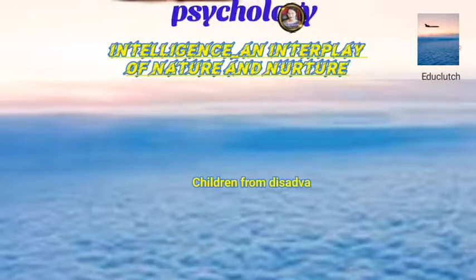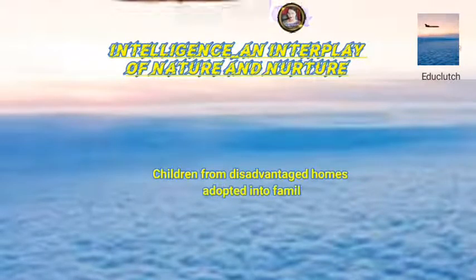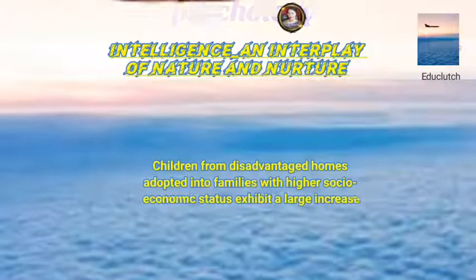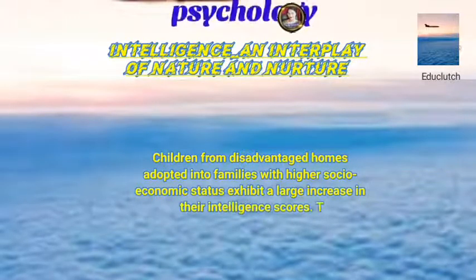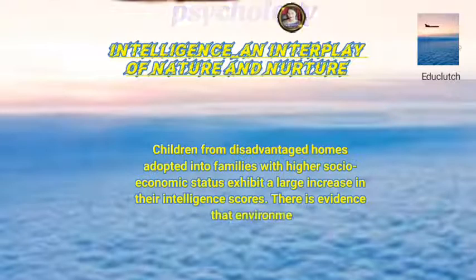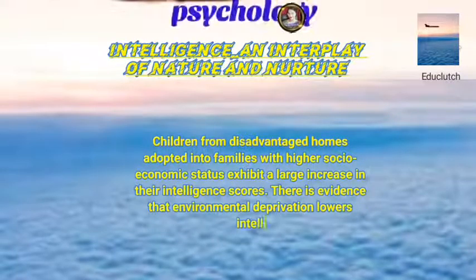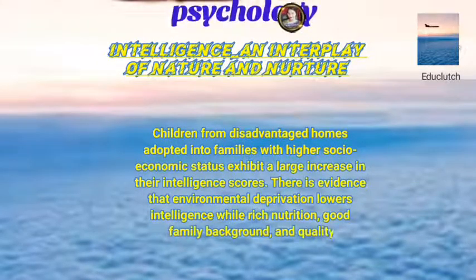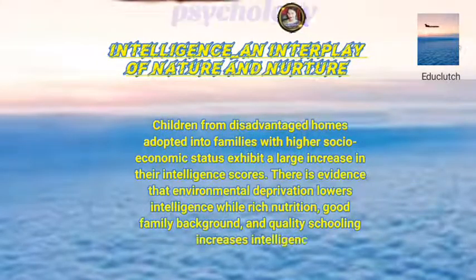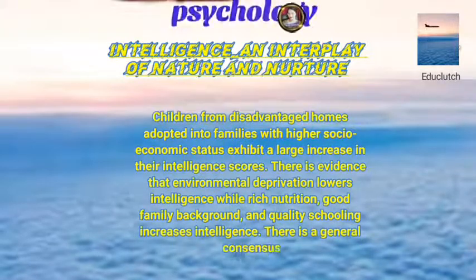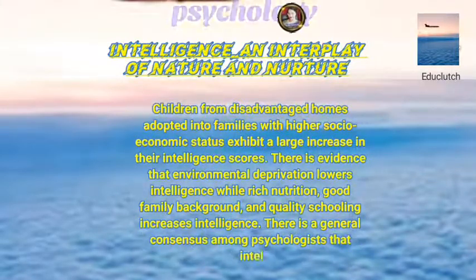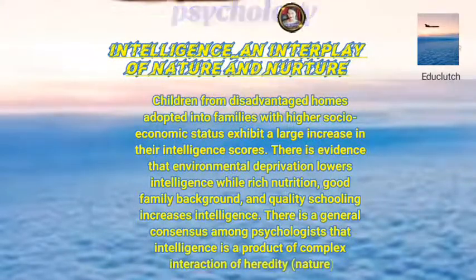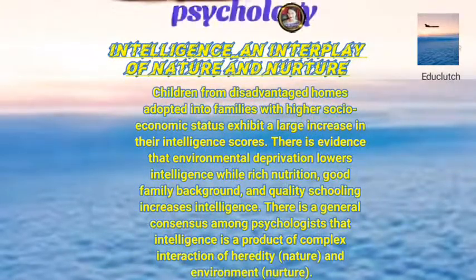Children from disadvantaged homes adopted into families with higher socio-economic status exhibit a large increase in their intelligence scores. There is evidence that environmental deprivation lowers intelligence, while rich nutrition, good family background, and quality schooling increases intelligence. There is a general consensus among psychologists that intelligence is a product of complex interaction of heredity, that is nature, and environment, that is nurture.